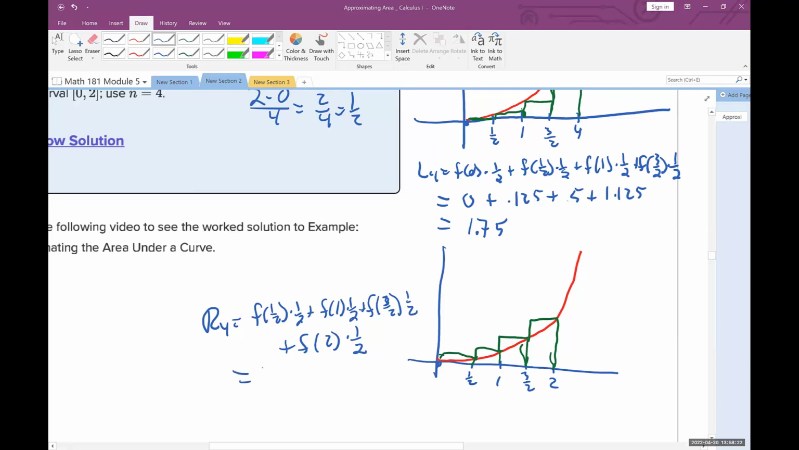So what that looks like is going to be 0.125 plus 0.5 plus 1.125 plus, and I just have 2 for the total, the last one. So this adds up to be 3.75. So given the magnitude of these numbers, 1.75 to 3.75, a difference of 2, that's a big difference, given that we're looking at 1.75 and 3.75. So the error here is pretty big that we're going to encounter.